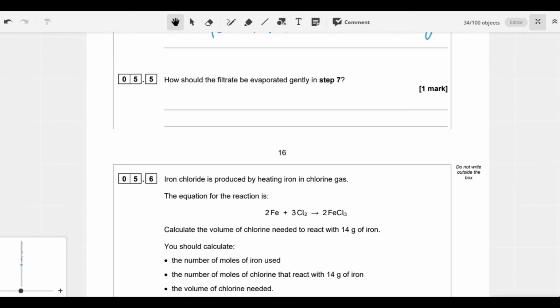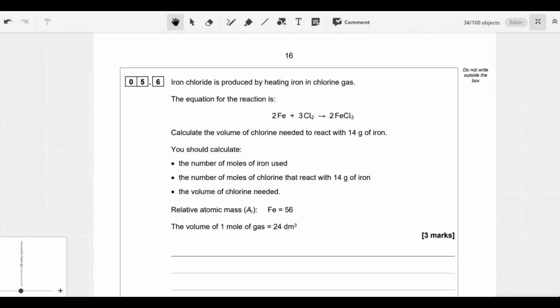Question number 5.5 is, how should the filtrate be evaporated gently in step 7? As you know, by heating, using a boiling water bath or an electrical heater. Then the filtrate will be evaporated gently in step 7, removing the water molecules.